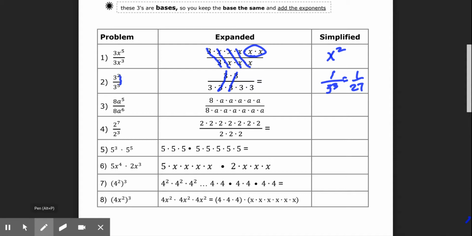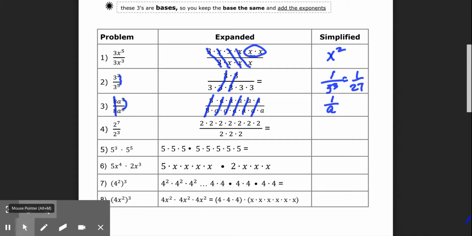Number 3, we have 8a to the fifth divided by 8a to the sixth. So again, I have this out in expanded form. So I can cancel out the 8's, and then I have 1, 2, 3, 4, 5 pairs of a's canceled out. So this would give me an answer of 1 over a. And if I did this without expanded form, you could cancel out the 8's, and then you could subtract the 6 minus 5. That would give you 1. The larger exponent is in the bottom, so that's where your leftover a's would be.